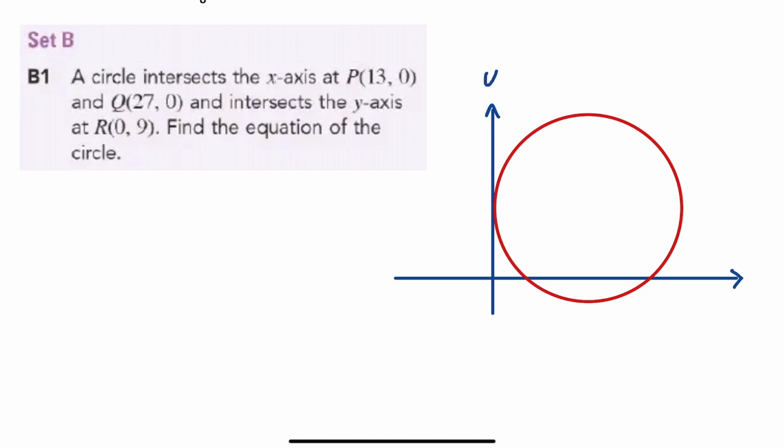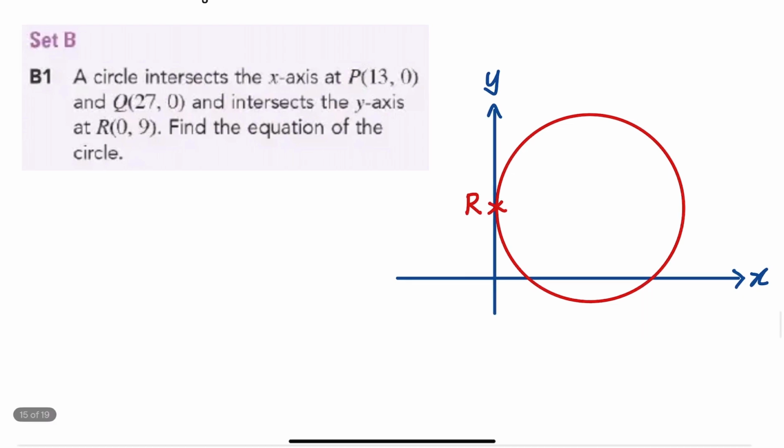This is my y-axis, this is my x-axis. I label the points here. I probably have point R. Then this point here, I put a cross, this will be point P. I call this 13, and this point here, 27. It's not very proportionate, but this is point Q.